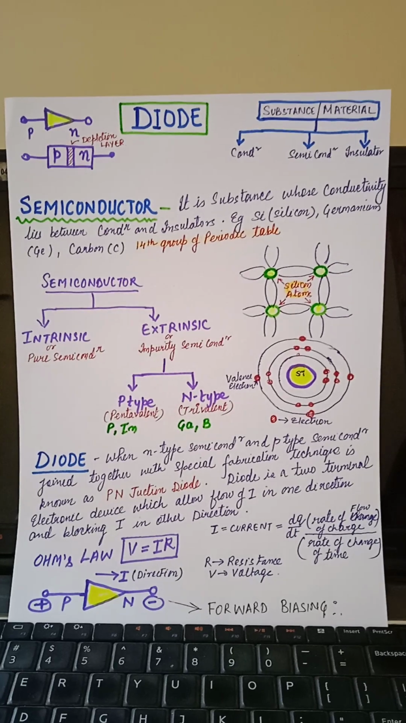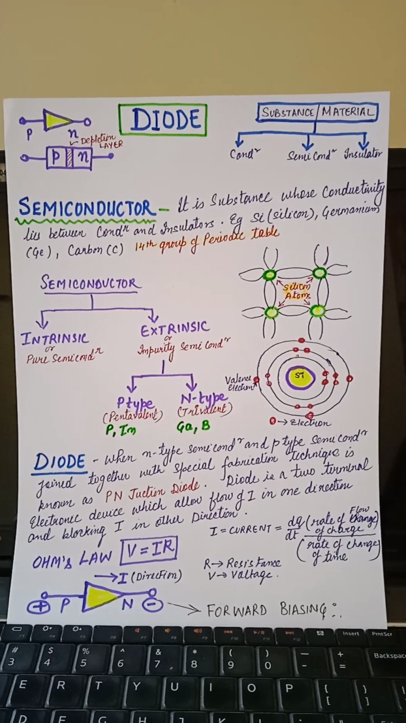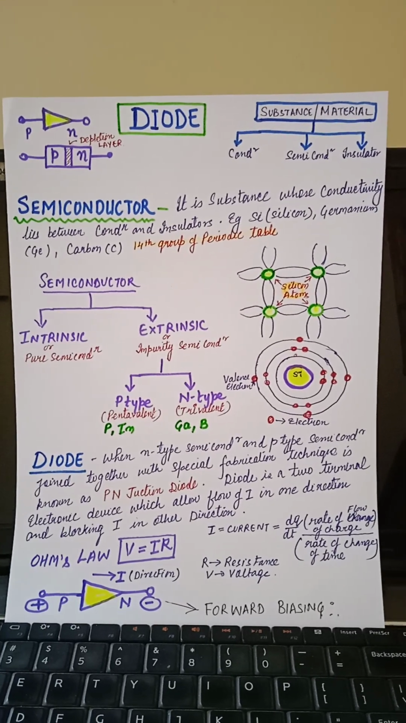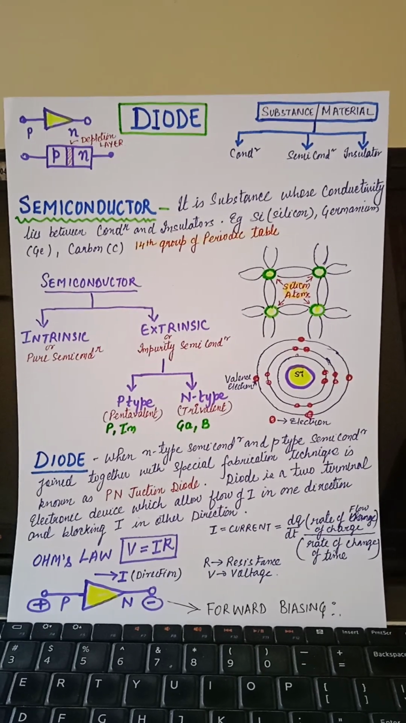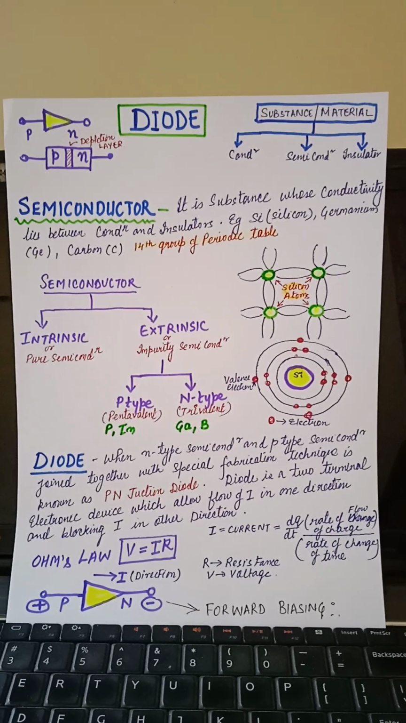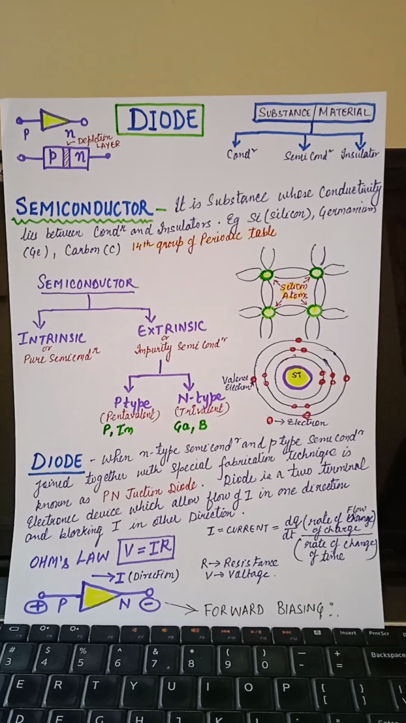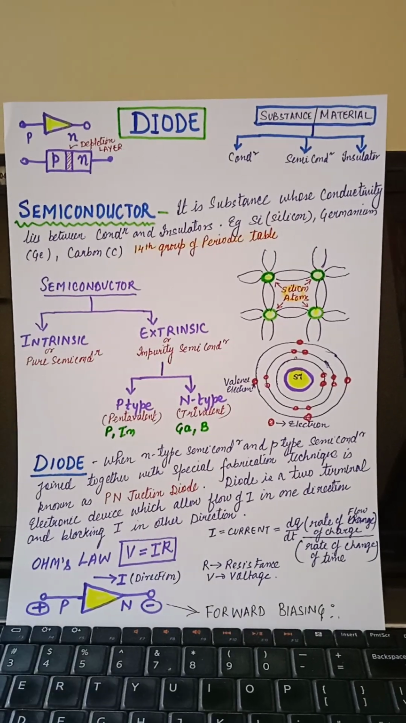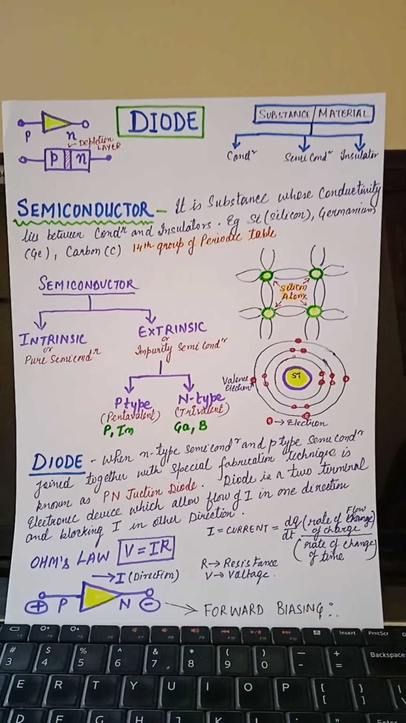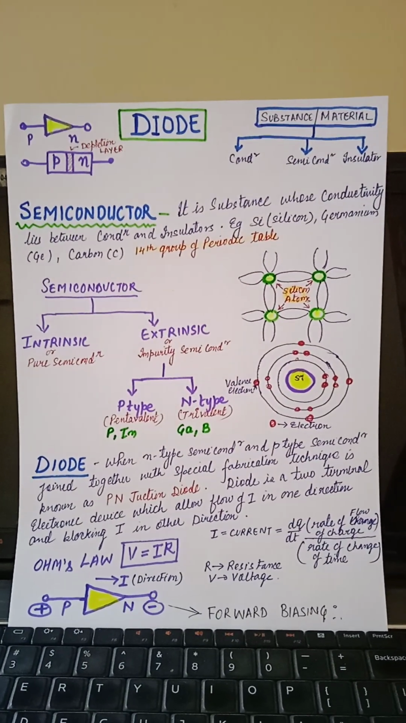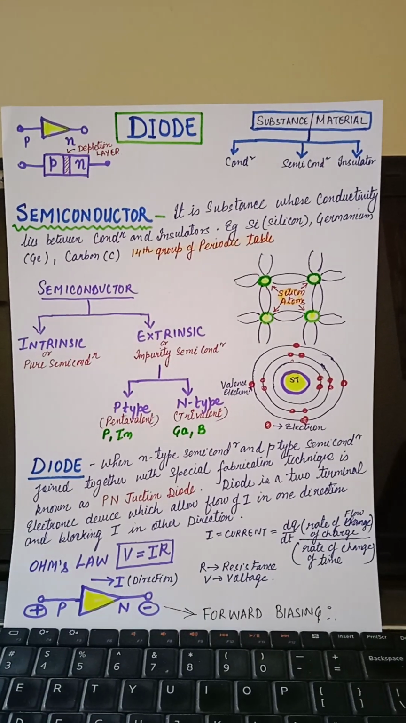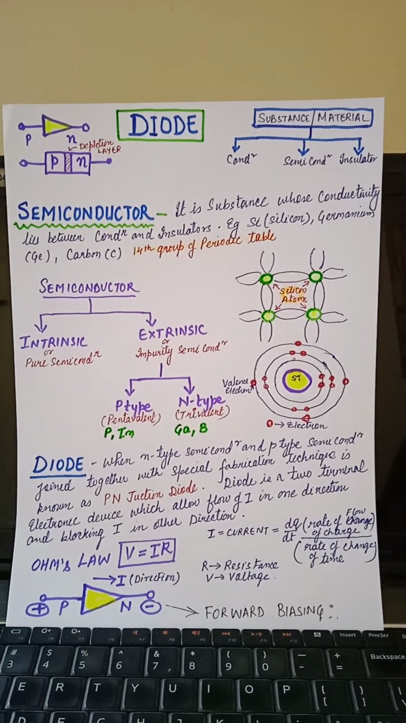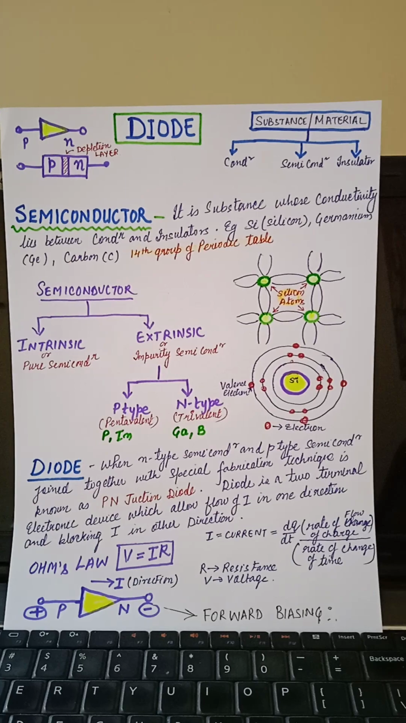So friends, by Ohm's law we know that voltage equals IR, where I represents the symbol for current, defined as the rate of change of flow of charge with respect to time, R represents resistance and V represents voltage.